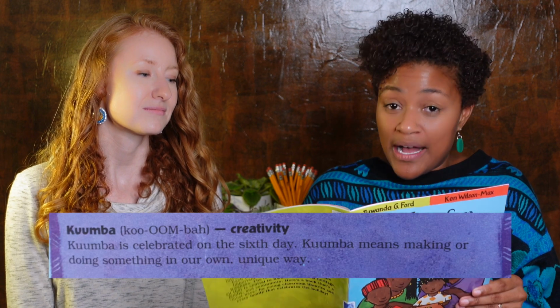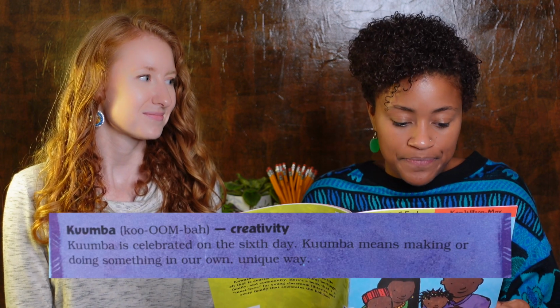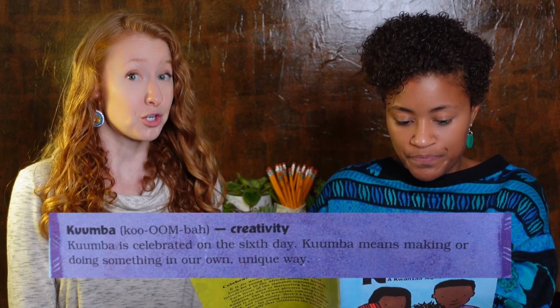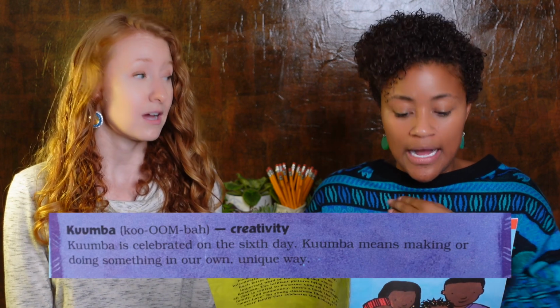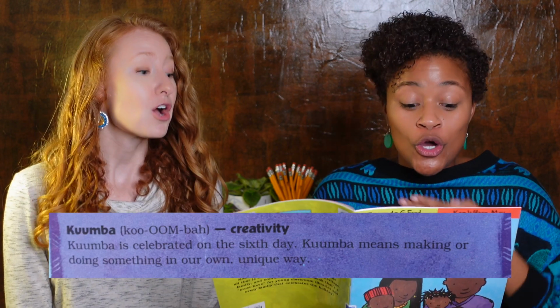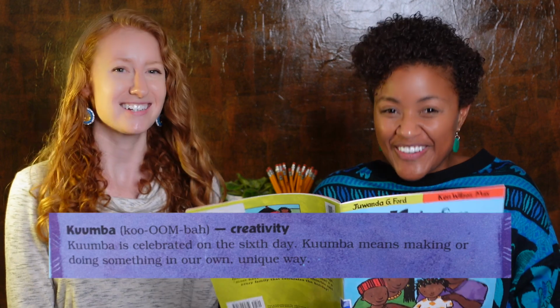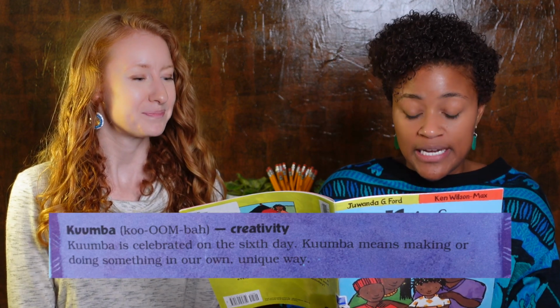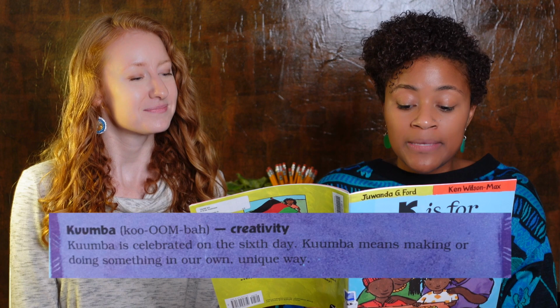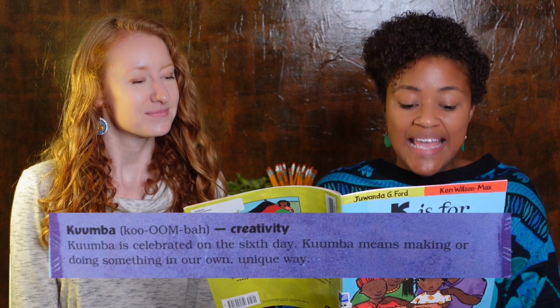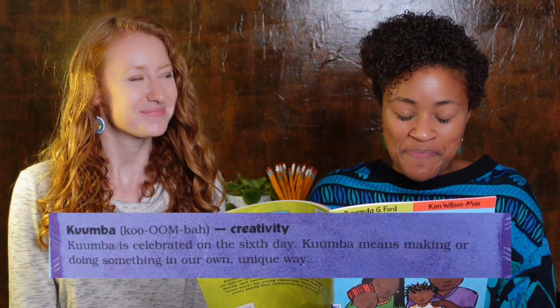Now the sixth principle is Kuumba, which means creativity. Let's try that one. Kuumba. A little faster. Kuumba. Good. Kuumba is celebrated on the sixth day. Kuumba means making or doing something in our own unique way.